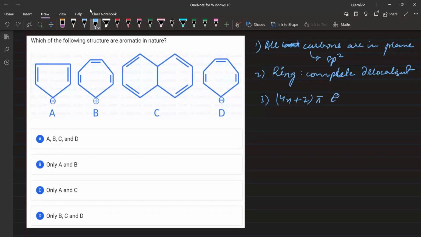Here n is equal to 0, 1, 2, or 3 and so on. If you put 0 here, then you have 2 pi electrons. If you keep 1, then it will be equal to 6. If you keep 2, then 10, and for 3, you will have 14. So like this, you have to go. So the pi electrons should be either 2, 6, 10, or 14. Please try this down.